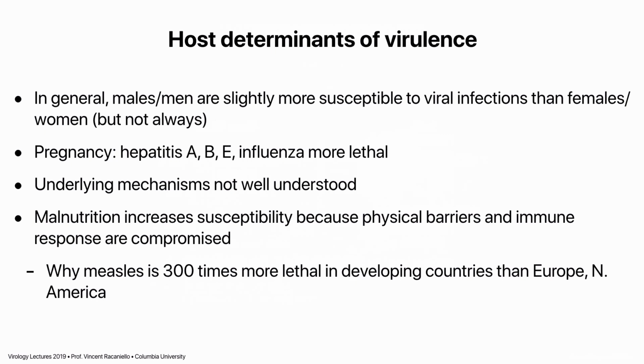Malnutrition is a big one. It increases the susceptibility to infection. It compromises the immune response. It compromises physical barriers. An excellent example is measles. In developing countries, measles is 300 times more lethal than in the US and Europe because the kids are malnourished, and that makes them more susceptible to infection. They would love to have a measles vaccine.